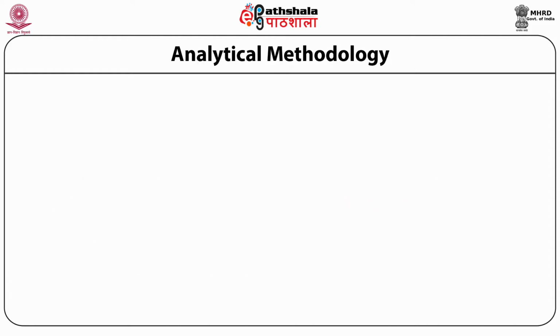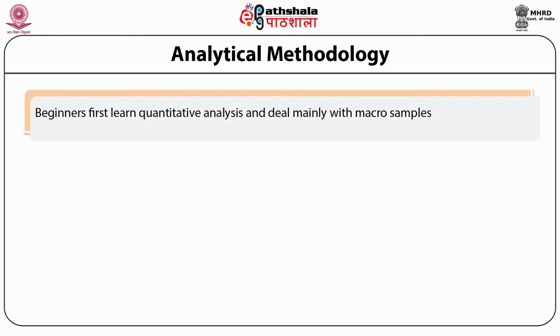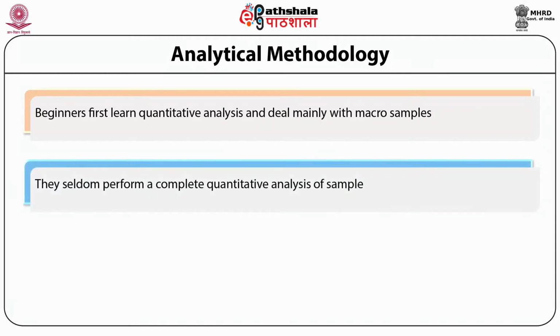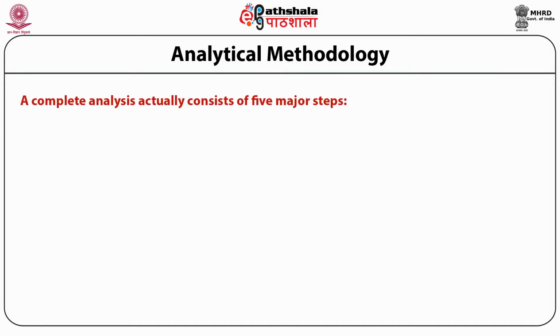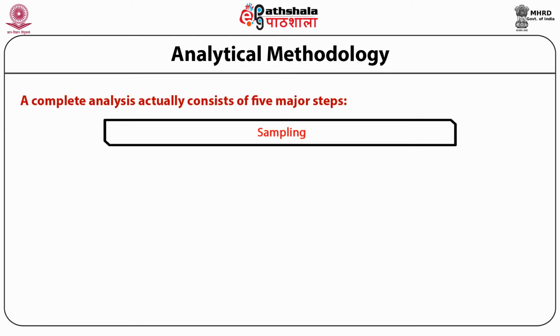Analytical methodology. Beginners first learn quantitative analysis and deal mainly with major constituents of macro samples. They seldom perform a complete quantitative analysis of the sample. A complete analysis actually consists of 5 major steps. First step involves sampling, that is, selecting a representative sample of the material to be analyzed, and this is a very important part of the analysis.